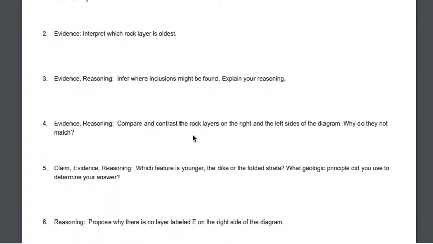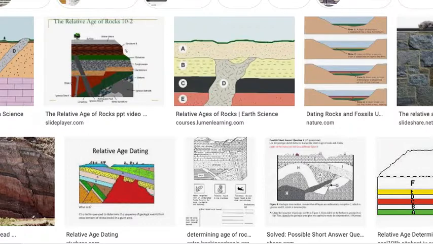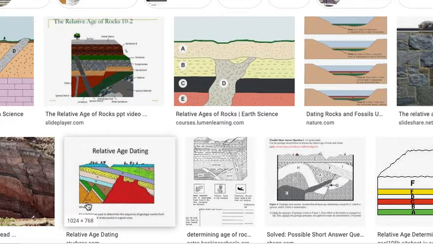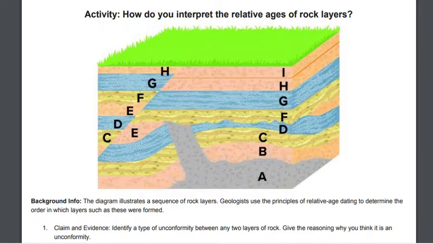The next one is, compare and contrast the rock layers on the left and the right side. Why do they not match? Sometimes you have the left and right side not matching. For instance, here, the left and the right side don't match because there was obviously some kind of fault or mountain building activity that came along and caused this to break. Because of that, they no longer match on each side.